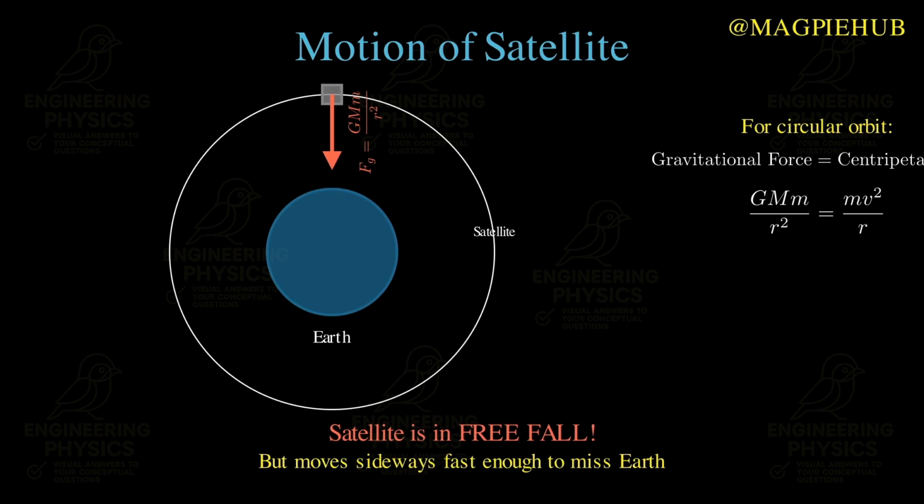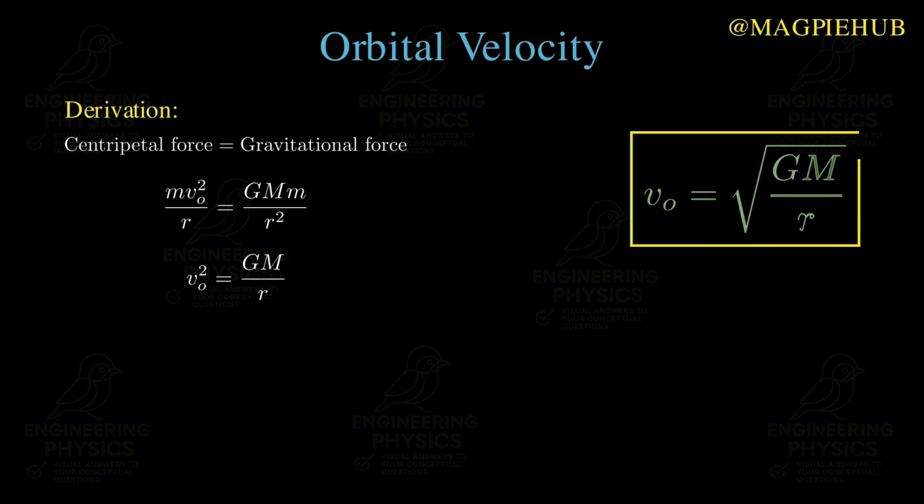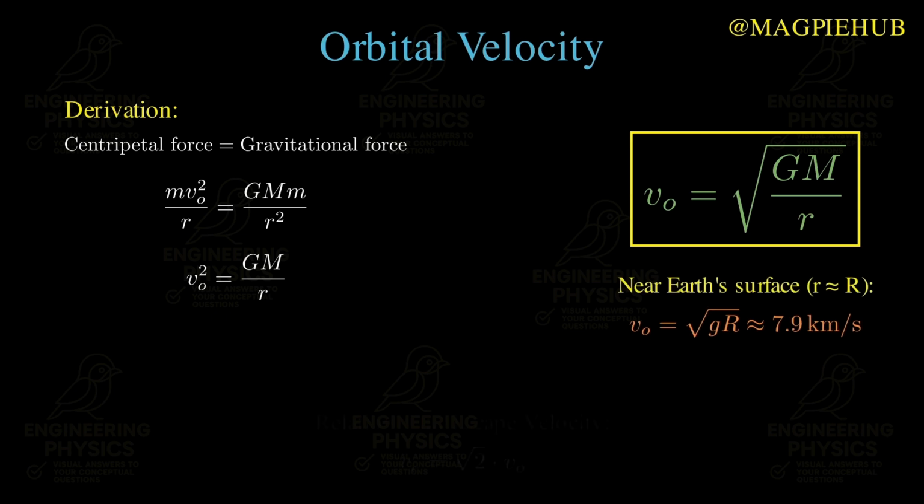Orbital velocity is the velocity needed to maintain circular orbit. From the balance of forces, mv₀ squared by r equals GMm by r squared. Solving, v₀ equals square root of GM by r, or square root of gR for near surface orbit. For Earth, orbital velocity near surface is about 7.9 km per second.